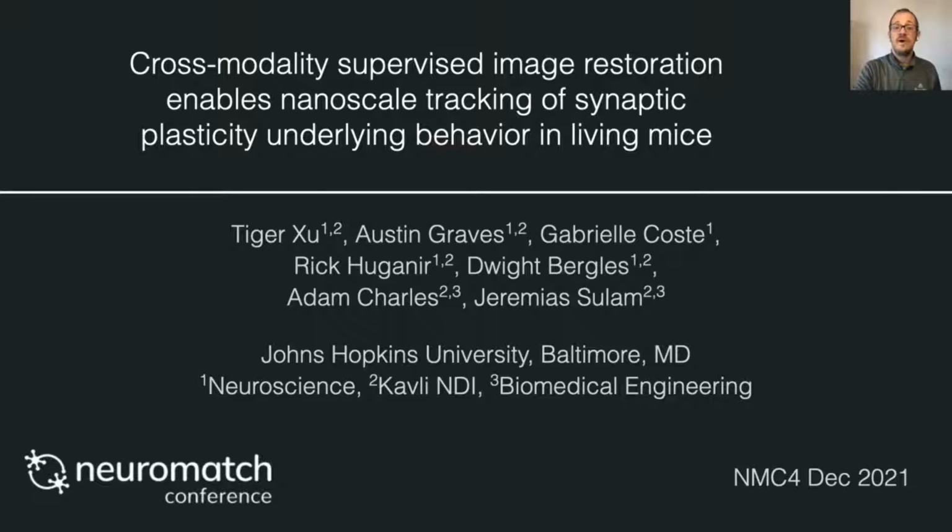My name is Austin Graves, and I'm a postdoc in Rick Hugoner's lab in the Johns Hopkins Department of Neuroscience, along with my collaborators in biomedical engineering in the Kavli Neuroscience Discovery Institute. We're excited to share our results in developing biological and computational tools to visualize millions of synapses in living mice to explore how the brain encodes behavior.